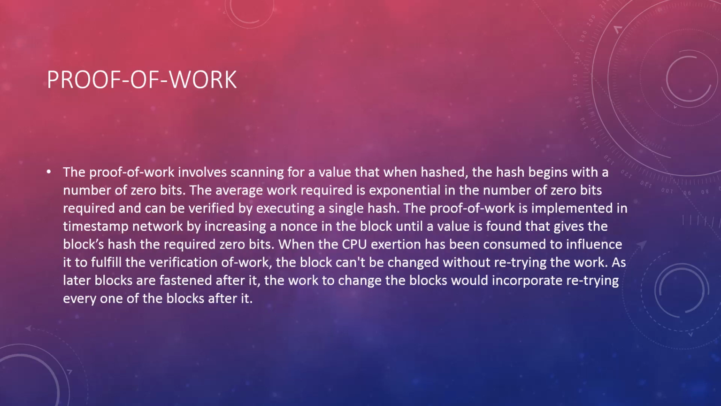Proof of work. The proof of work involves scanning for a value that, when hashed, the hash begins with a number of 0 bits. The average work required is exponential in the number of 0 bits required and can be verified by executing a single hash. The proof of work is implemented in the timestamp network by incrementing a nonce in the block until a value is found that gives the block's hash the required 0 bits.